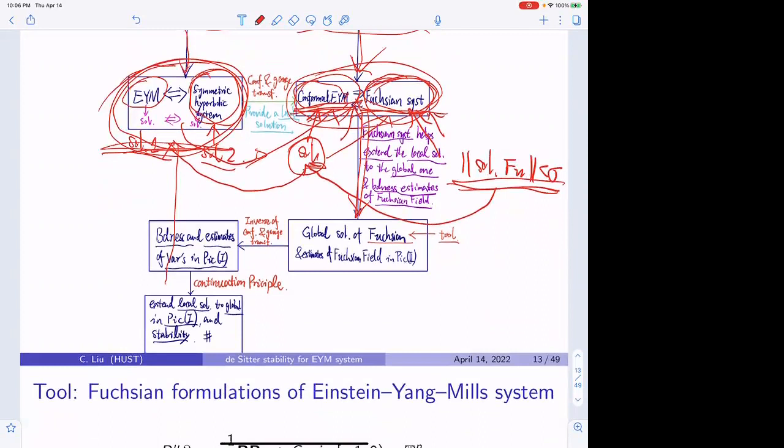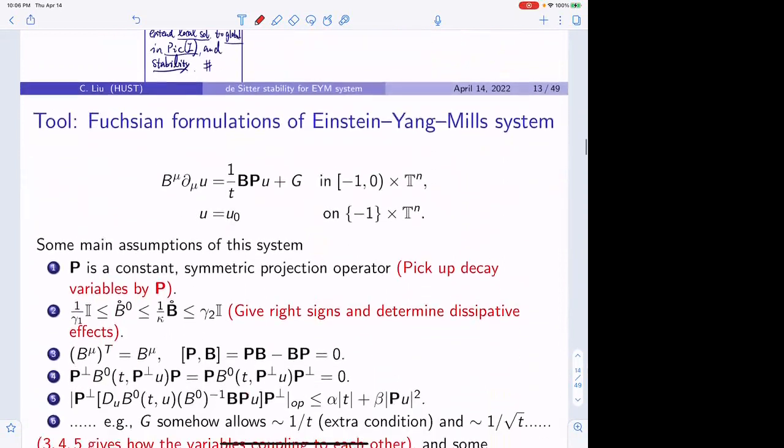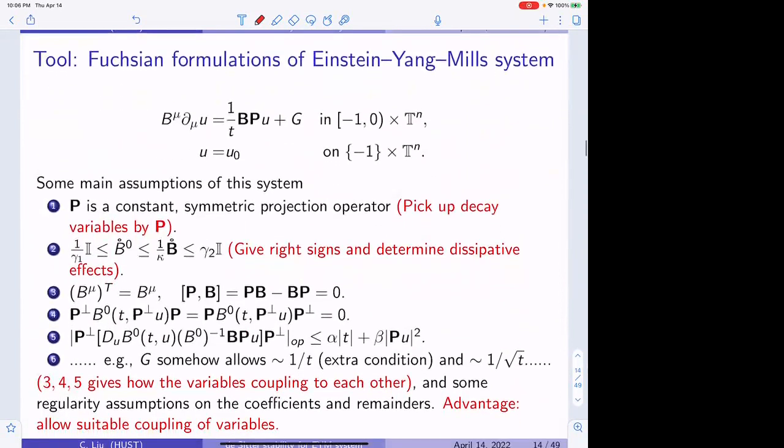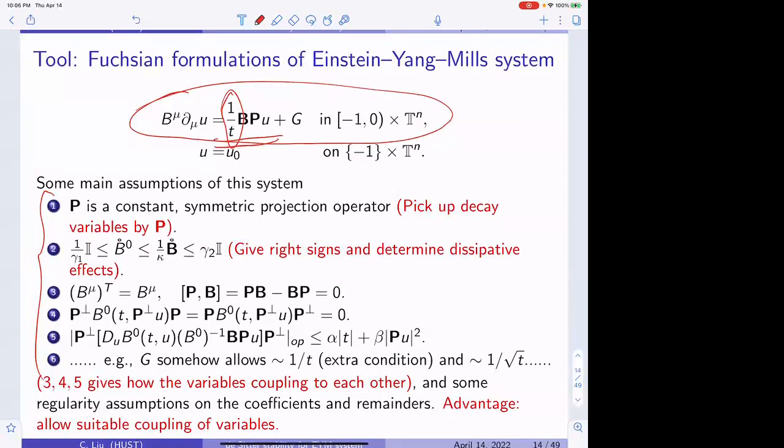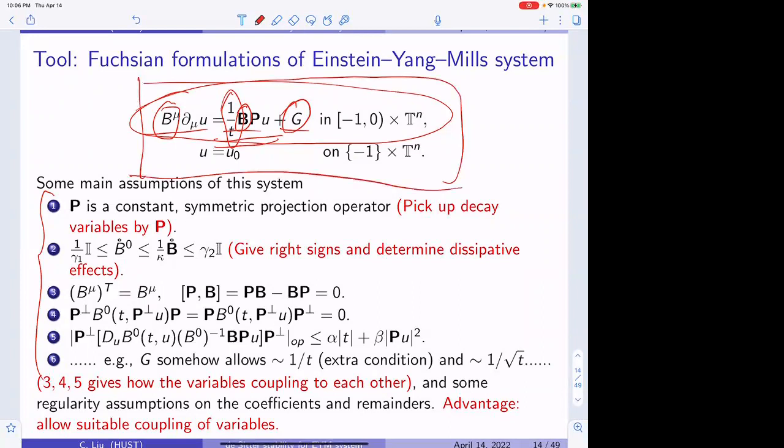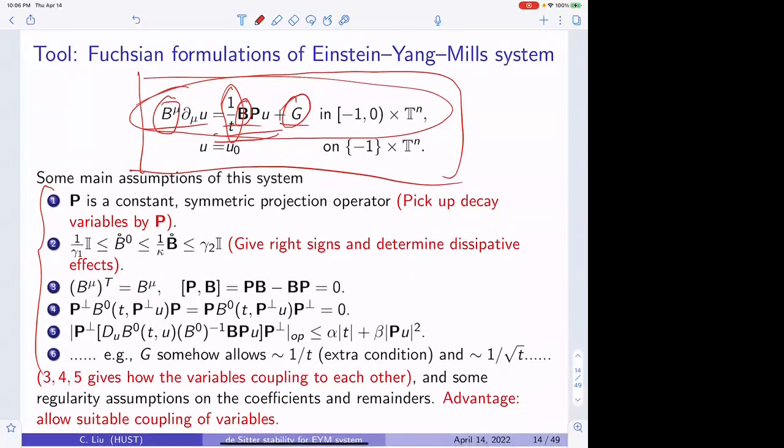Because the Fuchsian system is very important, let's briefly talk about it. Our Fuchsian system is something like this. It involves a singular term, 1 over t, here, and we have a lot of restrictions on the coefficients b and g. But why do we need these restrictions on the coefficients? I will give you a very simple toy model to explain why. If we have a system like this, then we have a global existence result.